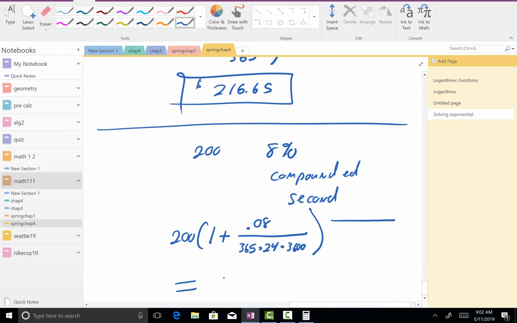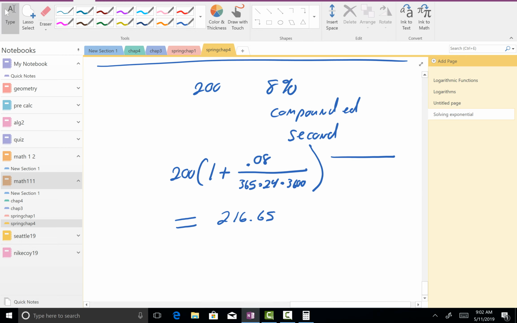Let me know what you get for an answer. 216.65. Stop there at 66. So it's 216.6574. So it's pretty much the same thing. And you could do the same thing with milliseconds or whatever, and you can see that this number is kind of starting to flatten out. It's just approaching that 216.65. It just doesn't seem like we're ever going to get higher than that.